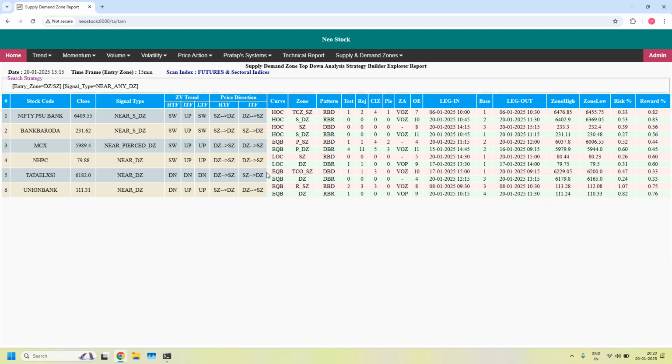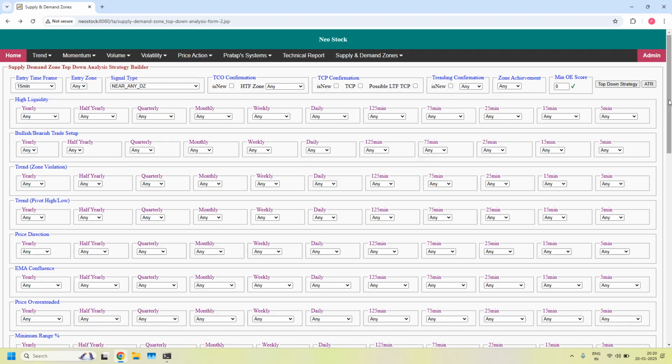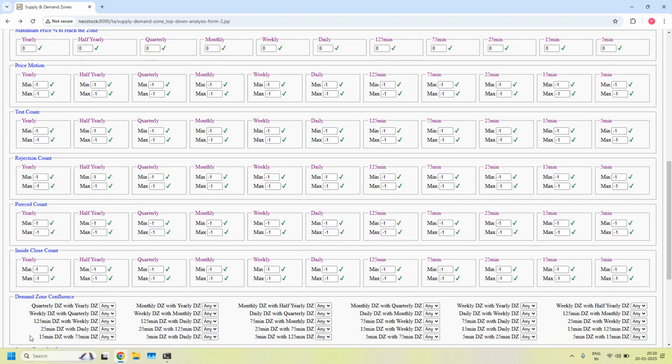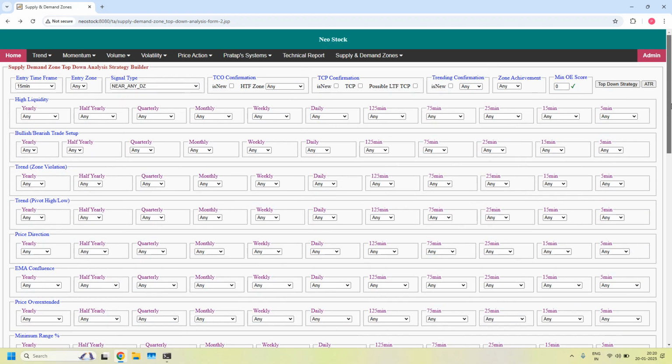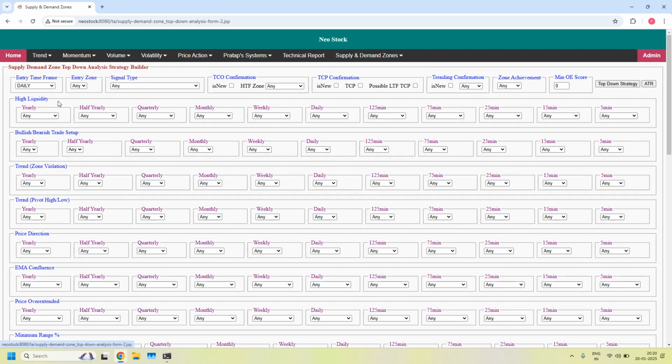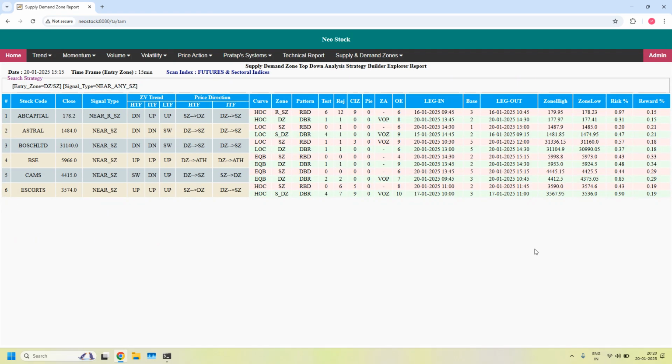Let's verify how many of these stocks have ITF demand zone confluence. That is a 15 minutes demand zone confluence with 75 minutes demand zone. I am enabling the filter. We got only one stock and it is a pierced zone, so it is not useful. Okay, next for 15 minutes time frame, stocks near 15 minutes supply zone, we got 6 stocks.